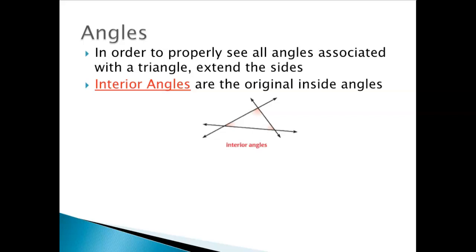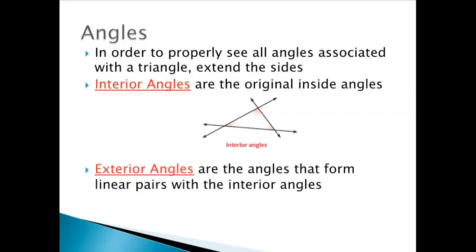Now exterior angles are the angles that form linear pairs with the interior angles. If we've extended this out, we can see here the exterior angles are the ones that are shaded in blue. If you look at the top there, you can see very clearly we've extended that line, and the line that's outside of the triangle that forms a linear pair with that top angle is an exterior angle. And the same applies to the rest of the angles as well.